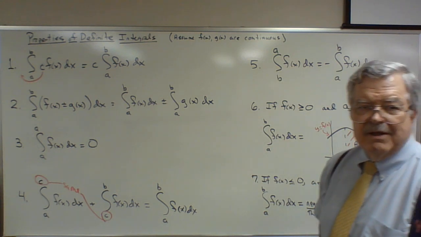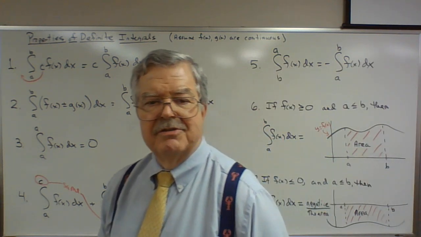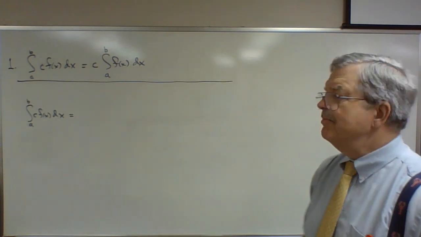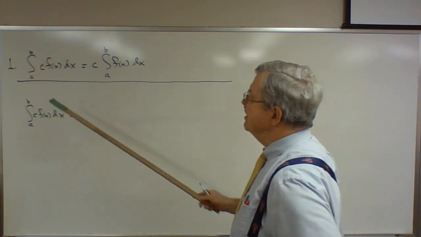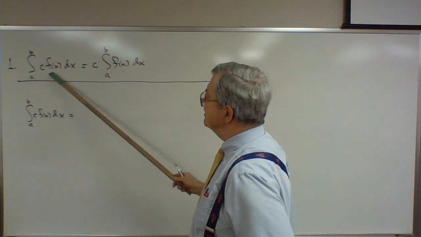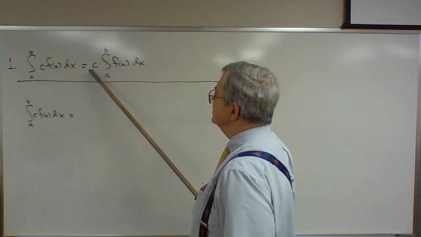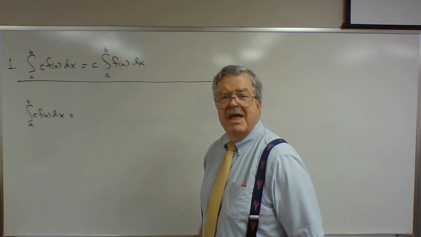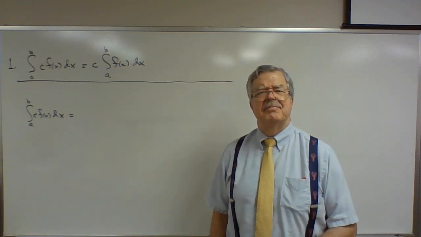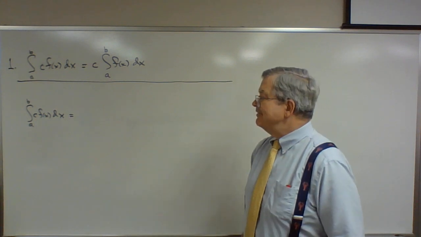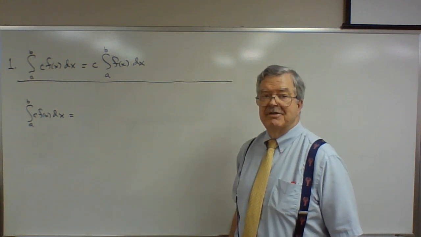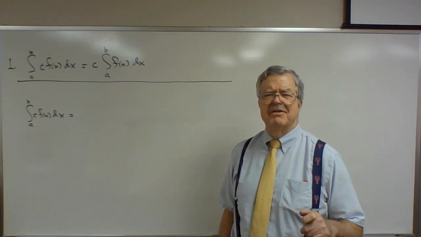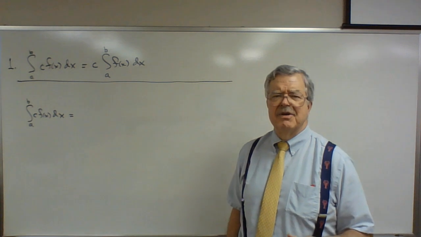Now let's take a quick look at each of these properties separately. Okay, property number 1. The definite integral of a constant times a function equals the constant times the definite integral of the function. And this essentially is because the antiderivative of a constant times a function is equal to the constant times the antiderivative. And let's just show this.